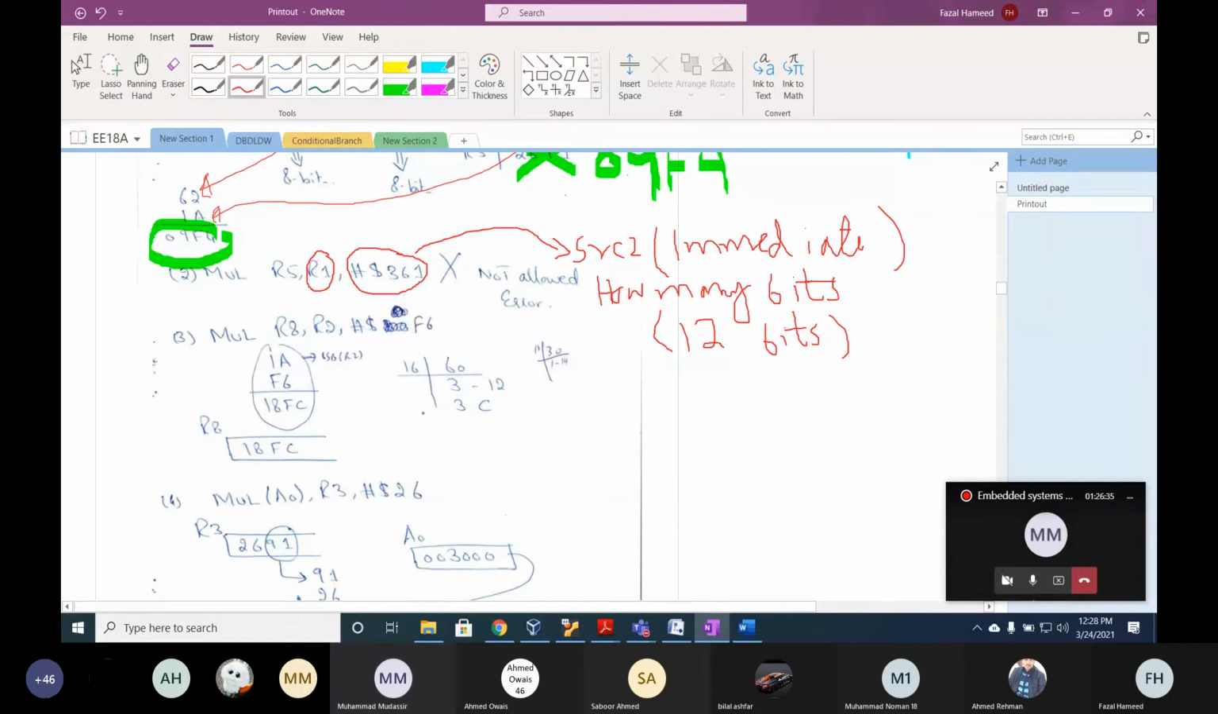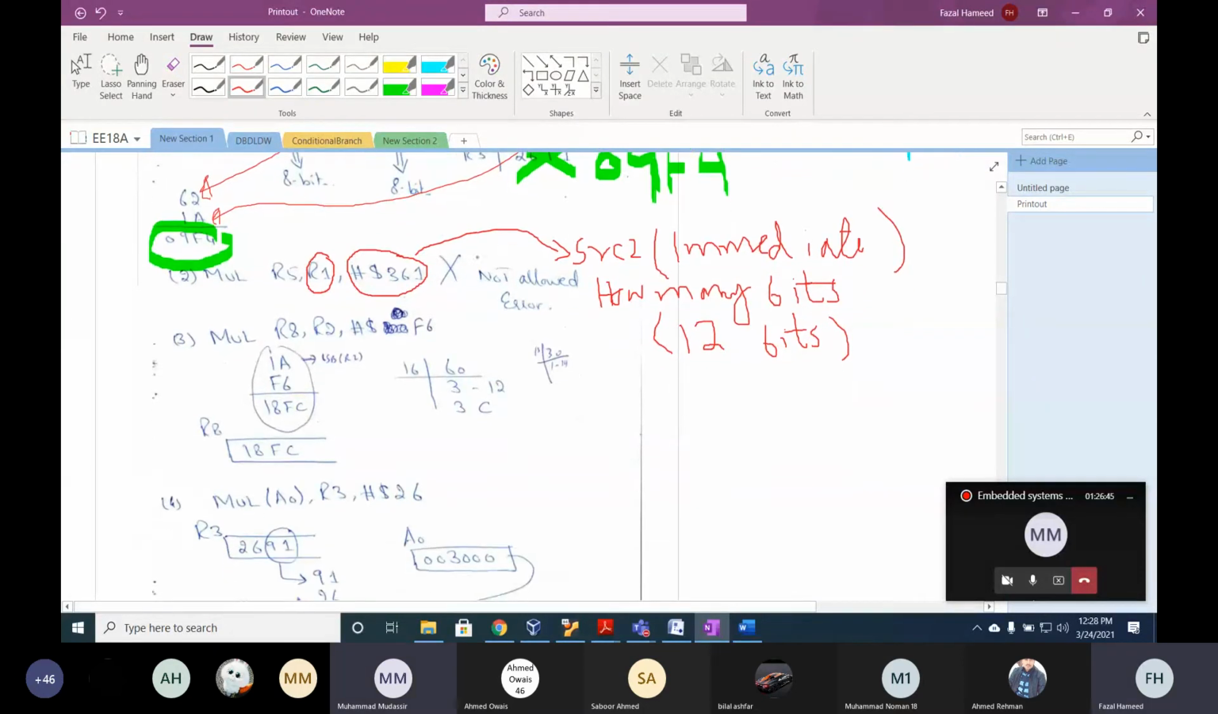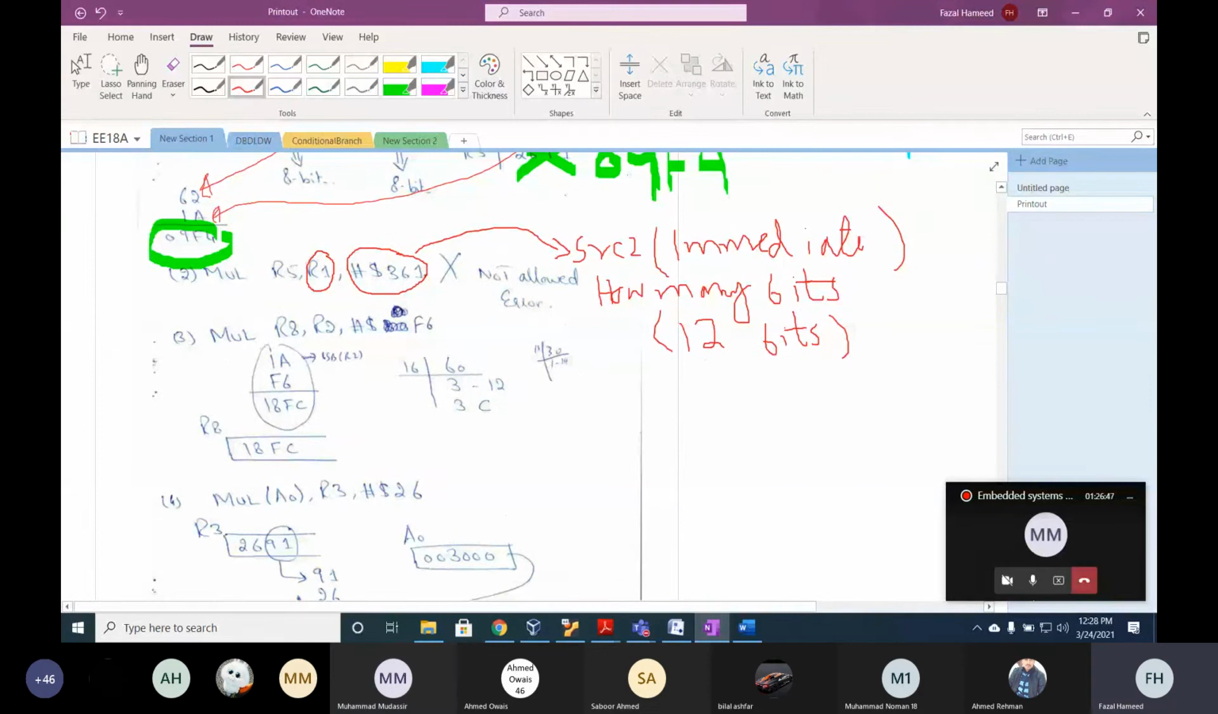Actually, if you look at this instruction, in source 2 we are using an immediate operand. Am I right or not? Yes sir. If you look at this 361, 12 bits are used. The coding for 3 is 0011, the coding for 6 is 0110, and the coding for 1 is 0001. How many bits are used? 12 bits. Yes, these are 12 bits.